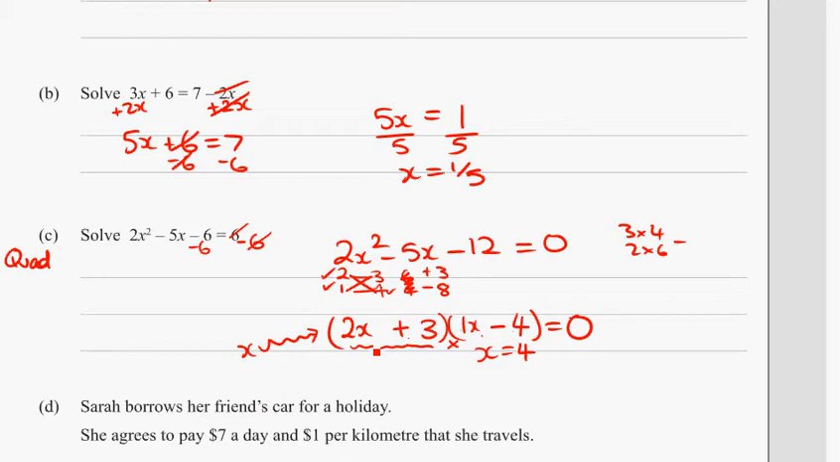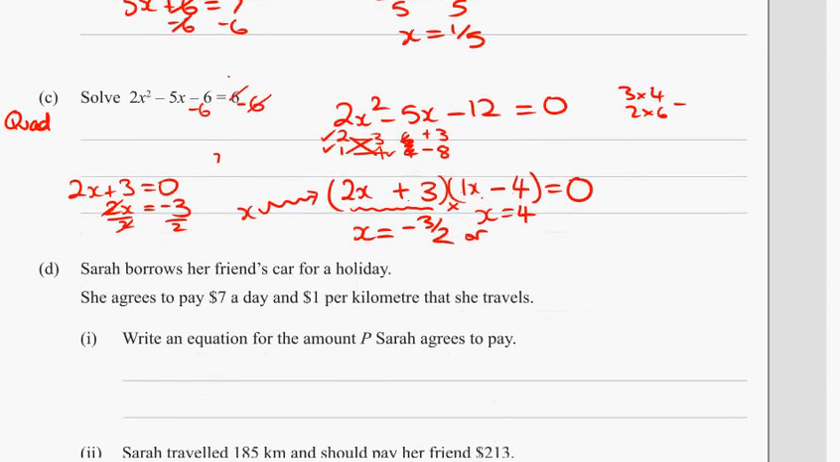And if you find this difficult, you could go to the side of your page. We're trying to think of a value for x so that 2 times it plus 3 equals 0. That's a little linear equation now. 2x will be negative 3, minusing 3, dividing by 2. We get x equals negative 3 over 2 is the other solution. Not a lot of space for working there.